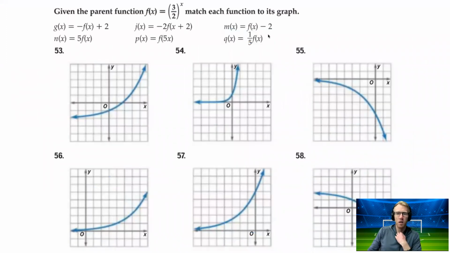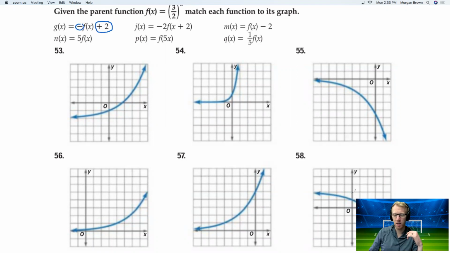So compared to the parent function, we're going to match each function to its graph, and the parent function is 3/2 to the power x. So it's going to be a positive exponential that's not shifted left or right or up or down or anything like that. So what we want to do is snag the changes and say, okay, this one is moved up 2. So the horizontal asymptote is going to be up 2, and it's also going to be reflected.